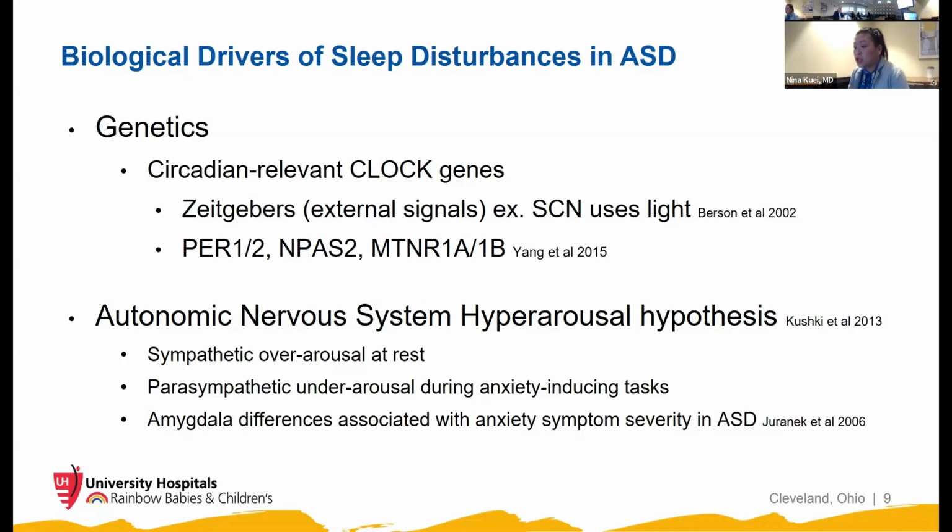And then there were imaging studies, functional imaging studies, that found amygdala differences, specifically a volume increase early in life that regulates later and slows down in terms of growth as they age. And they found that amygdala enlargement is associated with increased anxiety symptom severity in autism.